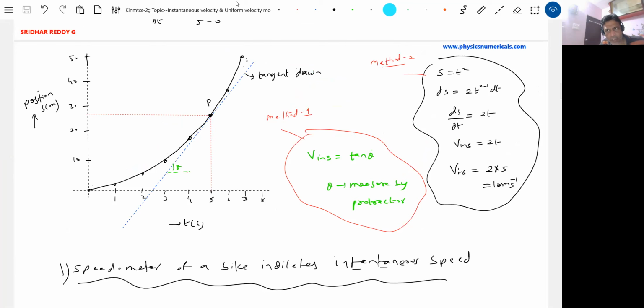Let me summarize how to calculate instant velocity. There are two methods. Either take help of the mathematical tool differentiation: directly substitute, calculate the first derivative of that function, because instant velocity is defined as the rate of change of displacement, ds by dt. This will be much easier. Or else, you have a position versus time graph, plot a curve, then corresponding to 5 seconds, locate a point, draw a tangent, calculate the angle made by the tangent with the horizontal. Tan theta will give instantaneous velocity. This is method one.